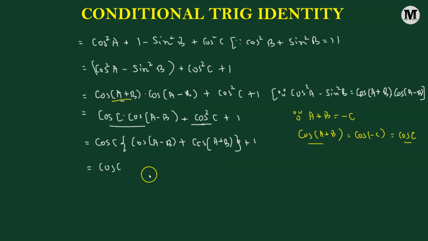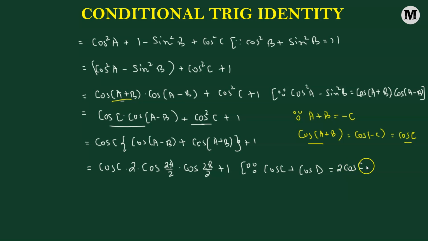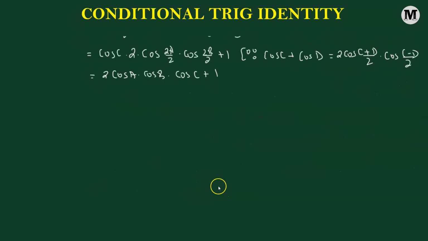Now we can combine these two cosine functions. We have a standard formula for that. We'll get 2 times cosine of 2A over 2 multiplied by cosine of 2B over 2, added to 1. So here we have used the fact that cosine of C plus cosine of D is given by 2 times cosine of (C plus D) over 2 multiplied by cosine of (C minus D) over 2. So now we get 2 times cosine of angle A times cosine of angle B times cosine of angle C, added to 1.